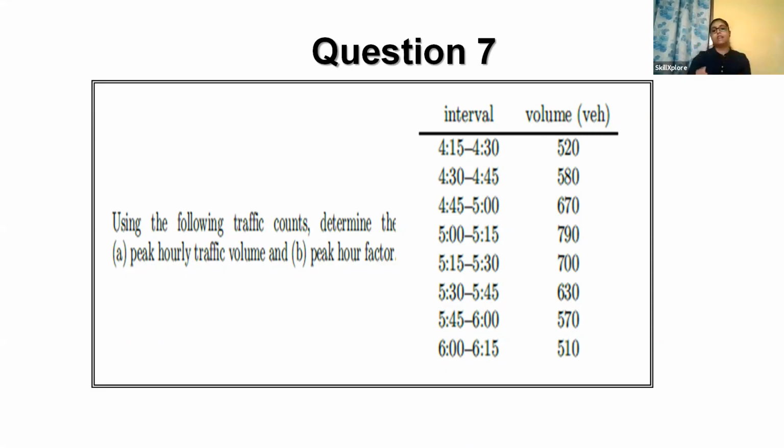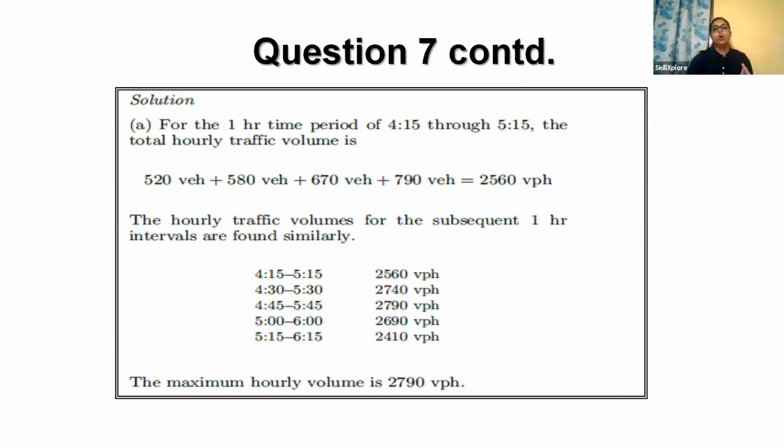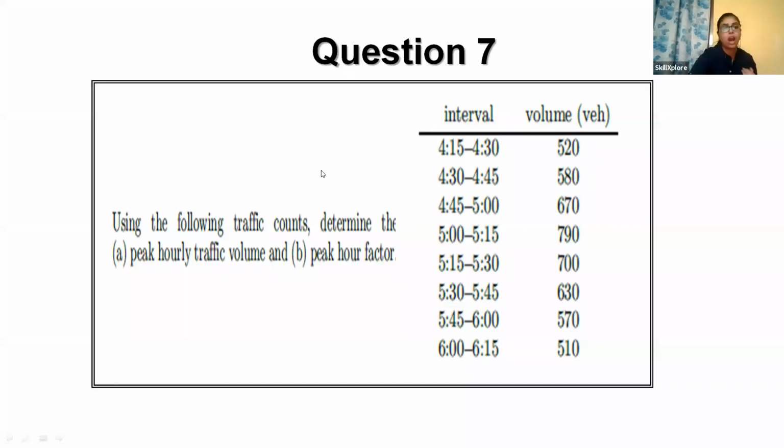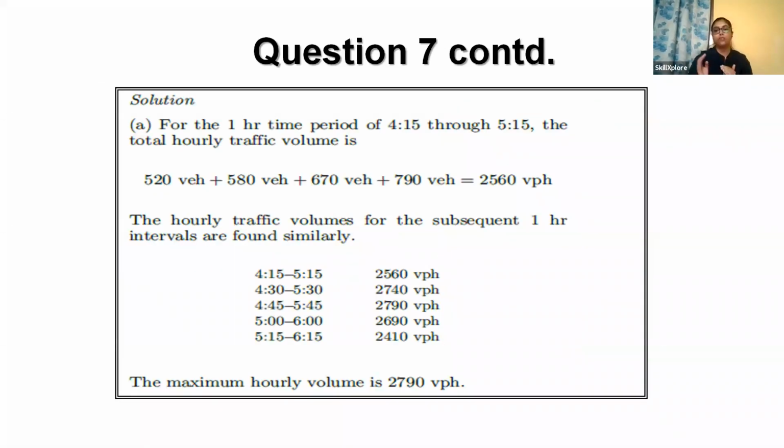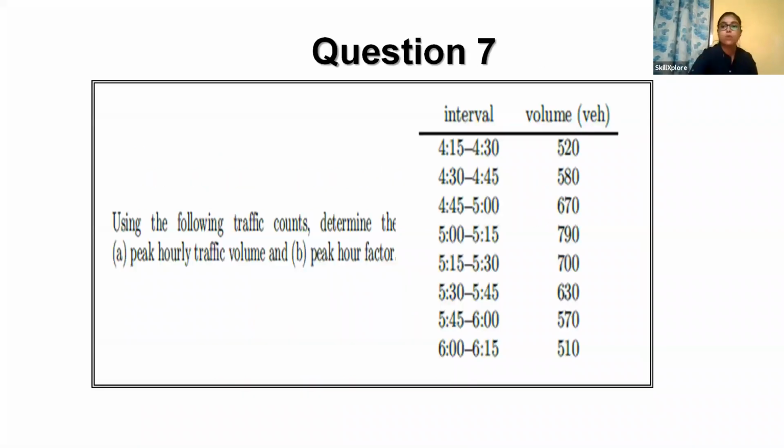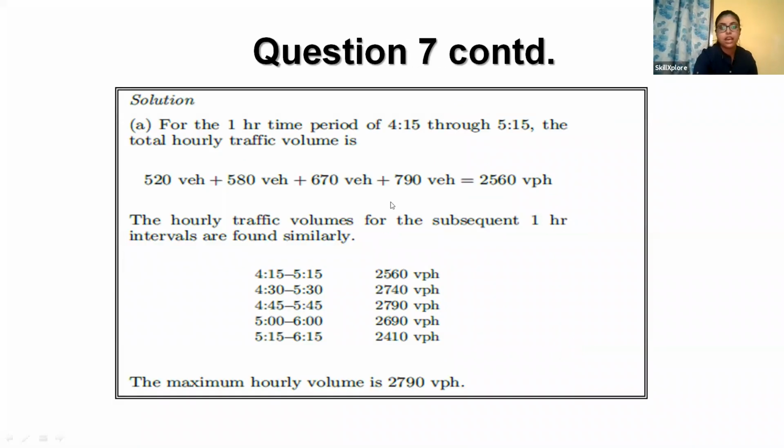All these are divided with an interval of 15 minutes. So our question is, what is the peak hourly volume? How can we find that? For the 1-hour time period of 4:15 through 5:15, that is 1 hour. The total volume is 520 plus 580 plus 670 plus 790. What is the value? 2560. First, you have to identify that.